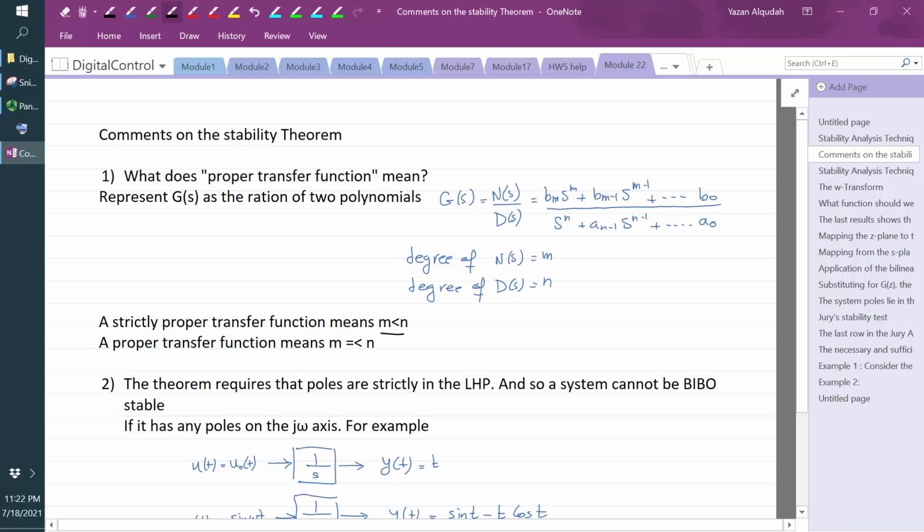If the order of the numerator is less than or equal to that of the denominator, we call that a proper transfer function. Okay.